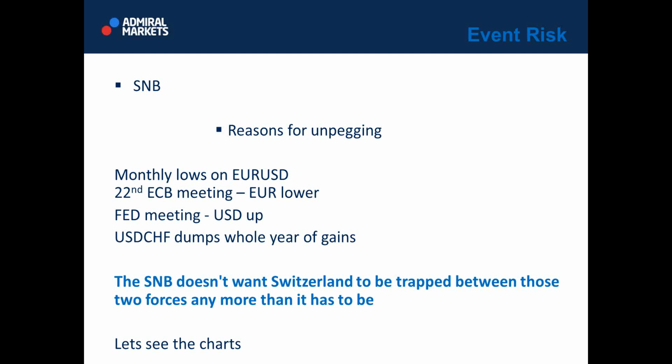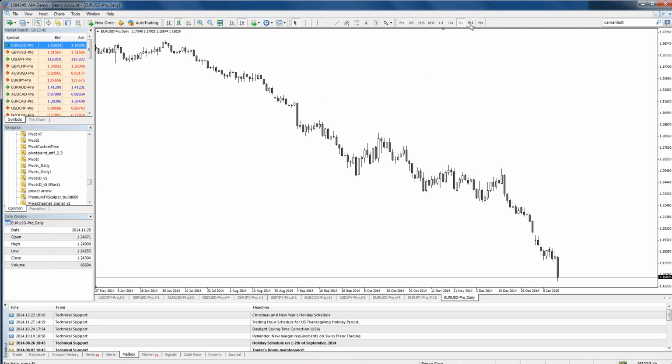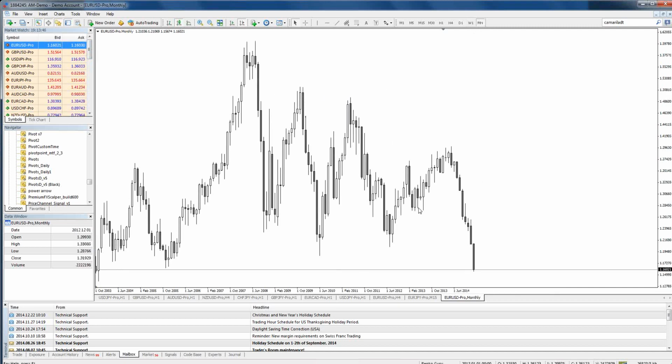The first reason was definitely monthly lows on euro dollar. Okay, monthly lows on euro dollar. Now if you open the euro dollar chart, let's see, I will open euro dollar now, and you open the monthly chart, look at this, guys. This is a high, this is a low. This is a lower high, this is a lower low. Now this is again a lower high, this is not a lower low, but it's still a low. This is definitely a lower high, and this is definitely a lower low.